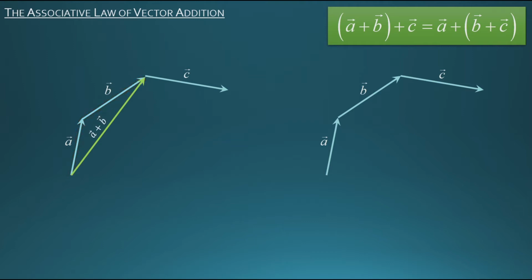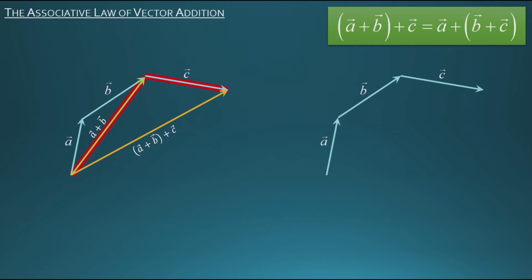Now let's take that vector a plus b and add vector c to it. Again, these vectors are tip-to-tail, so we can use the triangle law of vector addition to get a resultant that looks like this. Now since I started with vector a plus b and added vector c to it, I'll call this resultant (a plus b) plus c. Now let's move over to the right side of the screen.